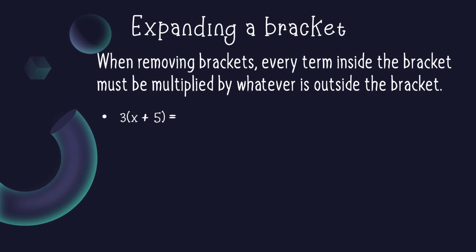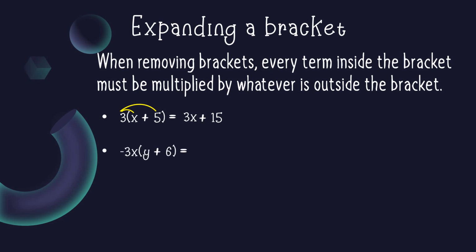This is the example. 3. There is no multiplication sign over here, but this means multiply. 3 times x plus 5. So we will multiply it one by one. The first is 3 times x. That will be 3x. And then plus, since the symbol here is plus, and then 3 times 5 equals 15. So we multiply it one by one.